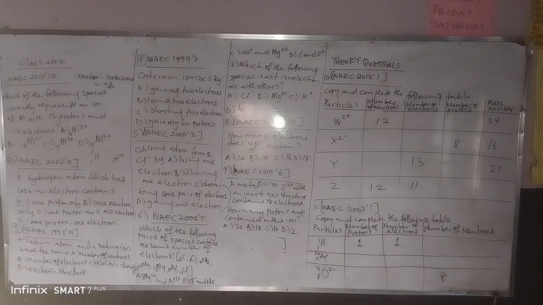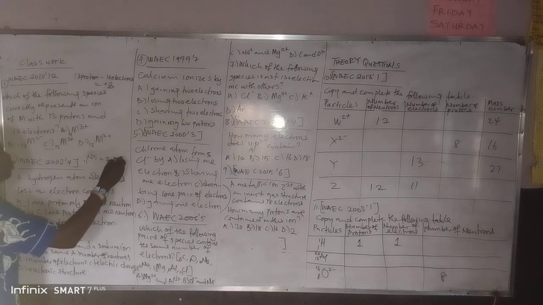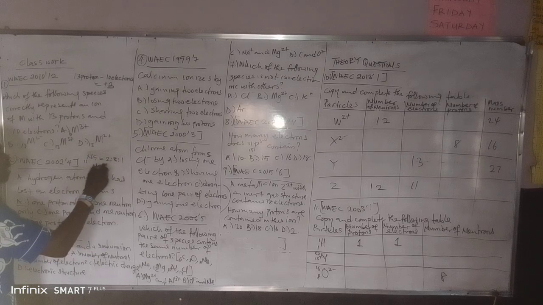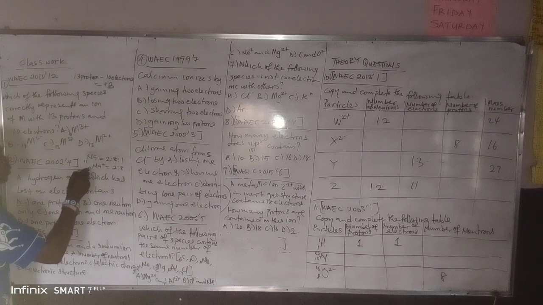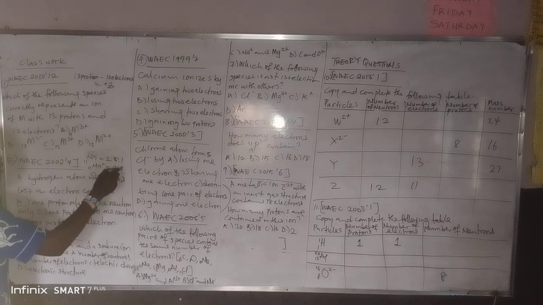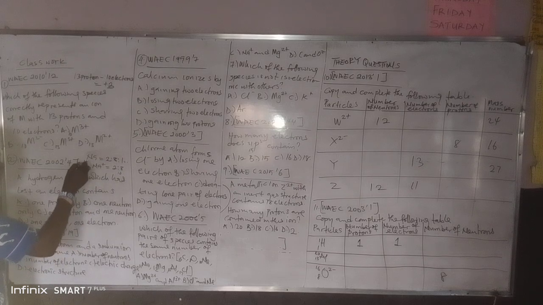Number 3, sodium atom and sodium ion. What do they have in common? They have the same number of protons, but different numbers of electrons. Because sodium, Na 11, configuration was 2, 8, 1. But by the time you form the sodium ion, the configuration is now 2, 8. So although the proton number is 11, the number of electrons is 2 plus 8, it has 10. The atom has 11, but the number of protons still remains the same.